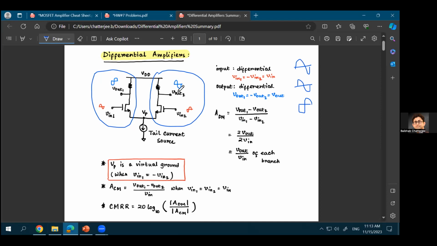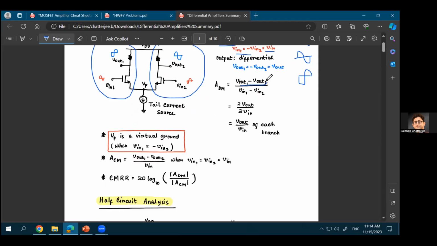So your Vout1 and Vout2 are amplified versions of Vin1 and Vin2, and the difference of Vout1 and Vout2 is the differential output for your differential amplifier. So your input Vin will be basically Vin1 minus Vin2, and your final output will be Vout1 minus Vout2. So that's your equation for differential mode gain, which is equal to the difference of the two outputs divided by the difference of the two inputs. That's called the differential mode gain equation for the differential amplifier.